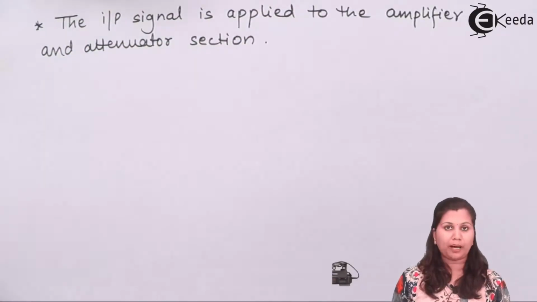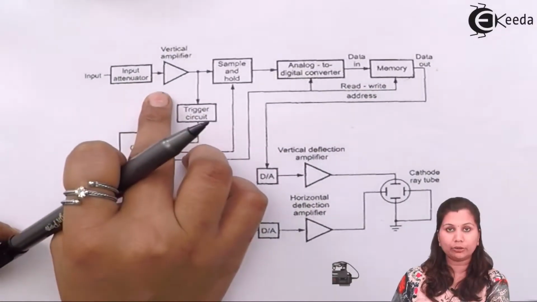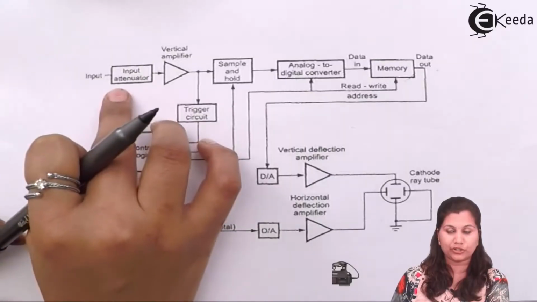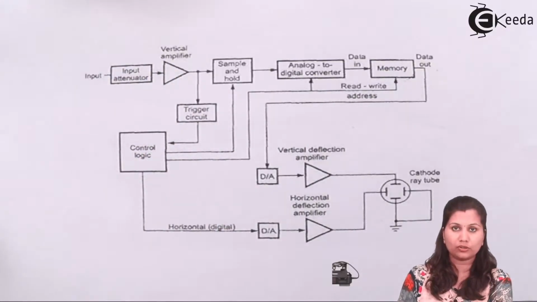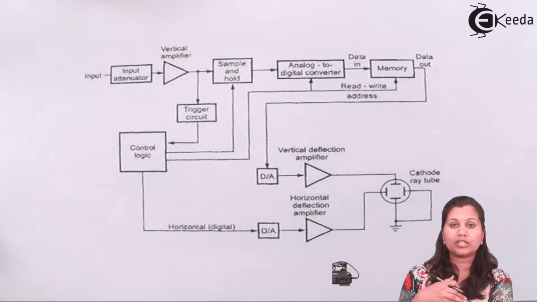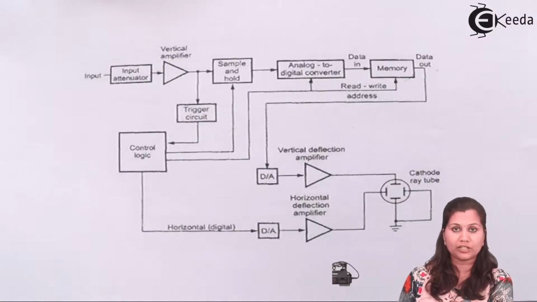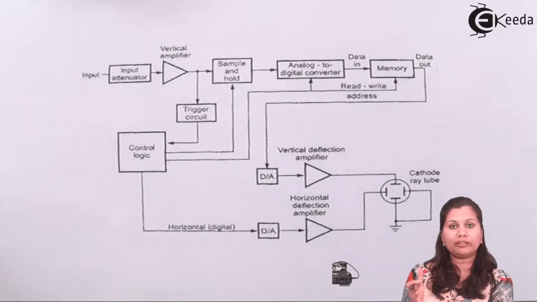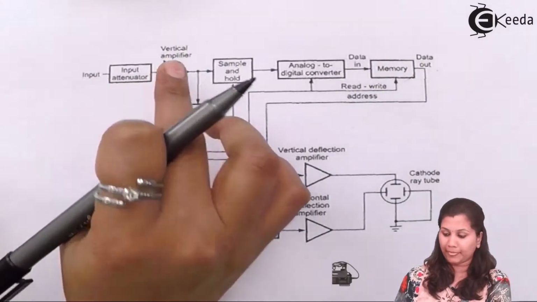in the first part of the block diagram, the input signal is given to the attenuator and the amplifier section. This is just the same as what is done in conventional oscilloscopes, where we have the amplifier and the attenuator, which is going to amplify the signal if it is a very weak signal, but it is not going to distort the signal. No modifications will be done, only amplification of a weak signal will be done in this part.